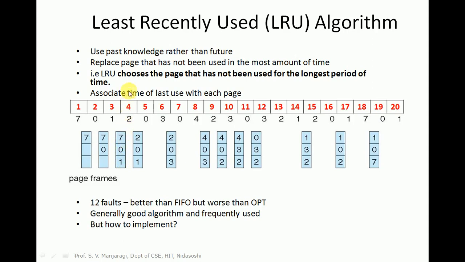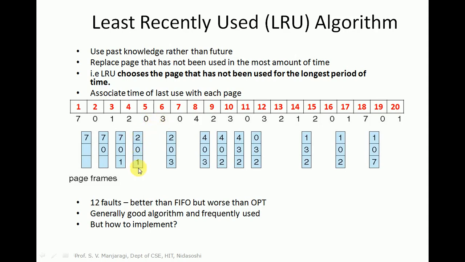The technique is very simple. We have to choose a page that has not been used for the longest period of time. Among 7, 0, 1, 7 is the page which is not used for the longest period of time, so we choose 7 for replacement. Hence 7 is replaced by 2 here. The next page is 0. 0 is already there in the memory, so no replacement is needed. We will go for 3.